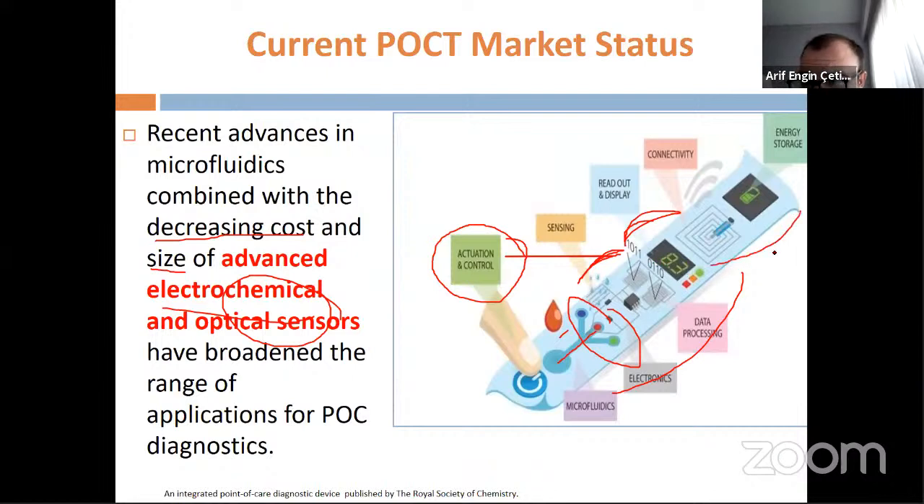And this part, some of the POC devices have it or have not. It doesn't really matter. So if you have this connectivity, these test results could be sent to a central lab. If you don't have this, the test results are seen right away by the patient.